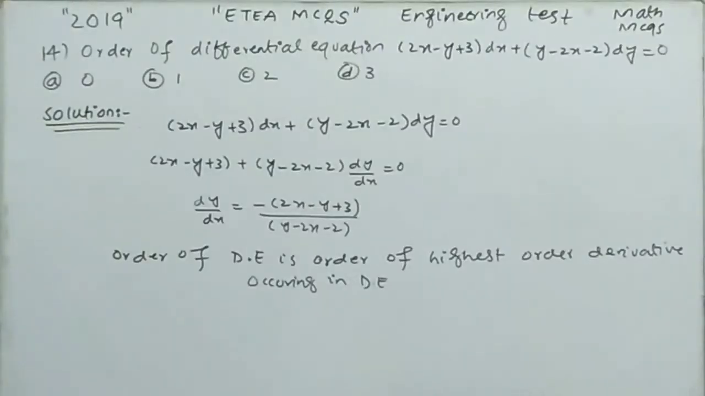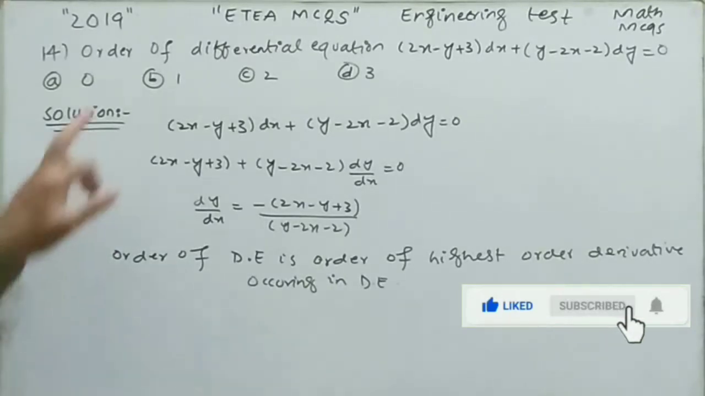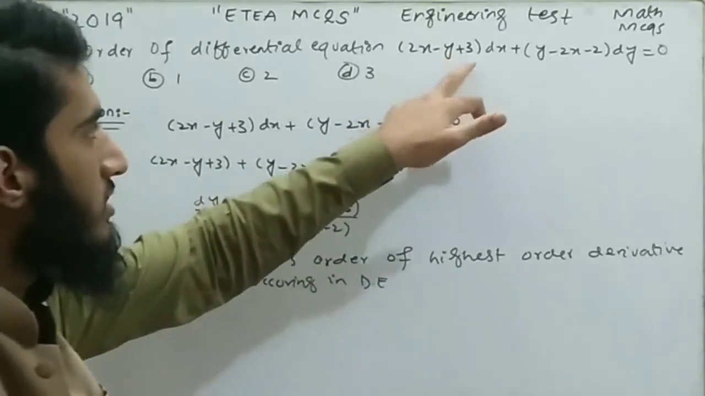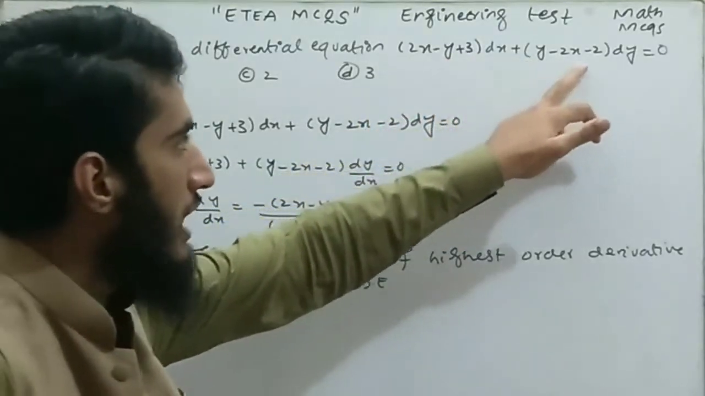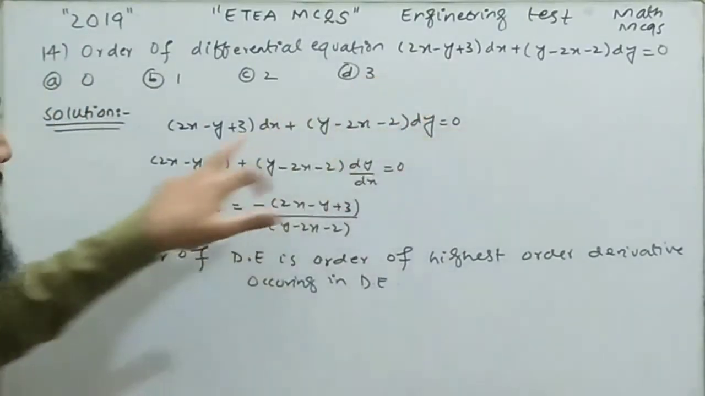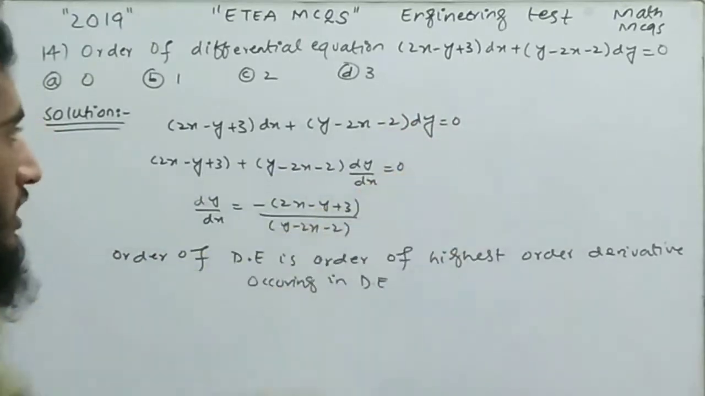Now move toward the next MCQs of ETEA Engineering Test of 2019, MCQ number 14. It tells that the order of the differential equation (2x minus y plus 3) dx plus (y minus 2x minus 2) dy is equal to 0 will be. So taking the given differential equation (2x minus y plus 3) dx plus (y minus 2x minus 2) dy is equal to 0.